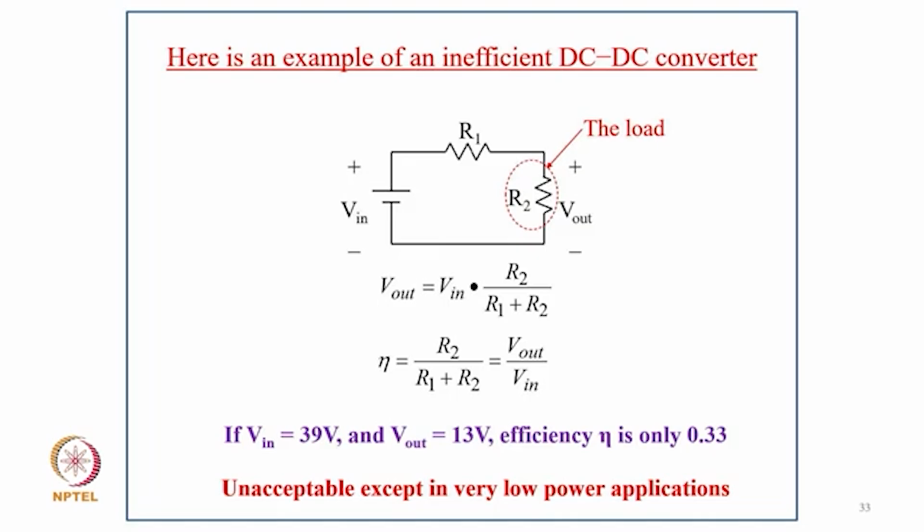So now coming to an example of an inefficient DC conversion. If we have a Vin with R1 and the output load is R2, if we connect a simple resistance, what is the efficiency? At the output we get Vin divided by R1 plus R2, that is the current, multiplied by the output load resistance R2. So the efficiency becomes R2 divided by R1 plus R2, which equals Vout upon Vin. So if we have a Vin equal to 39 and Vout is 13, the efficiency remains only 33%. So that is unacceptable.